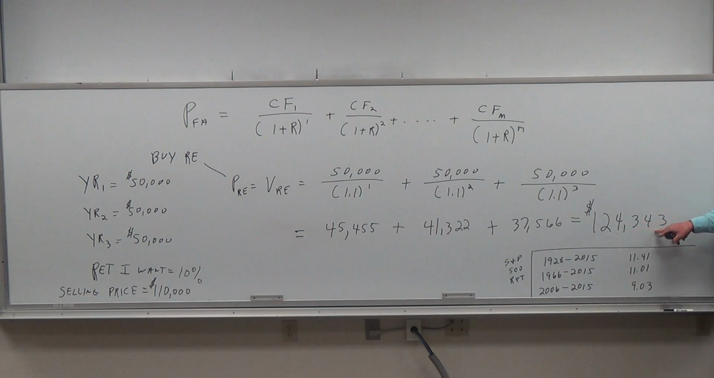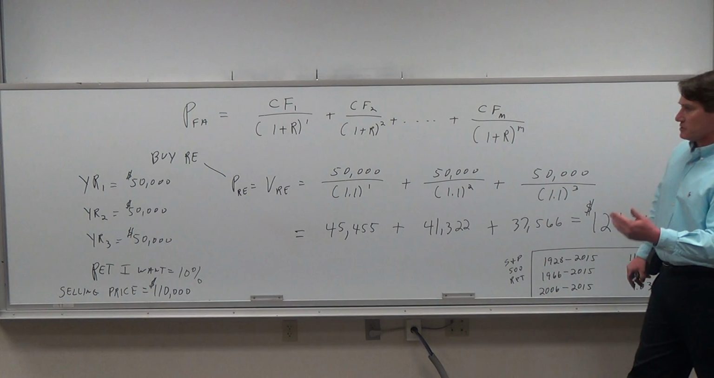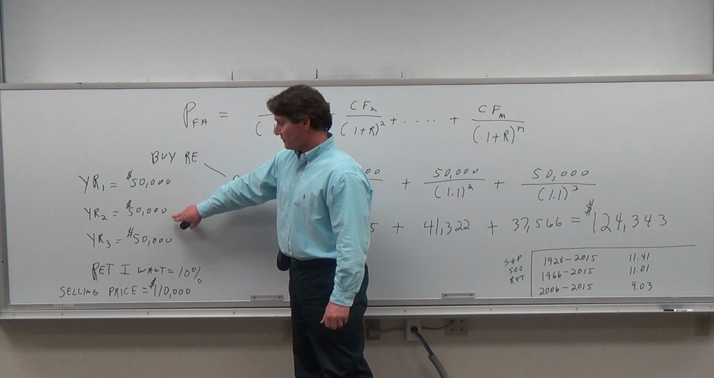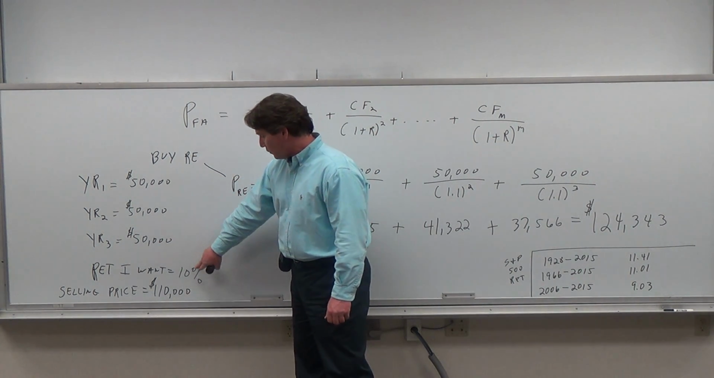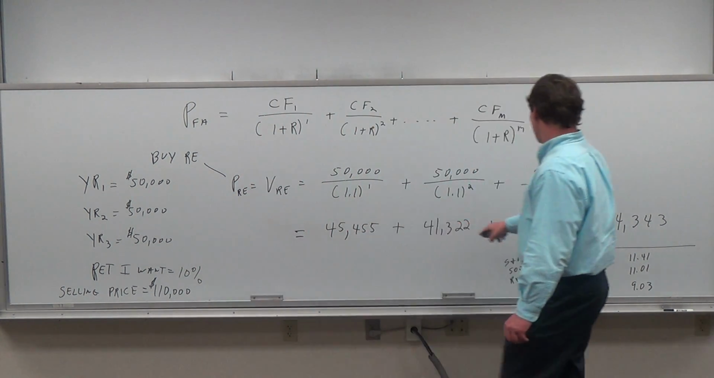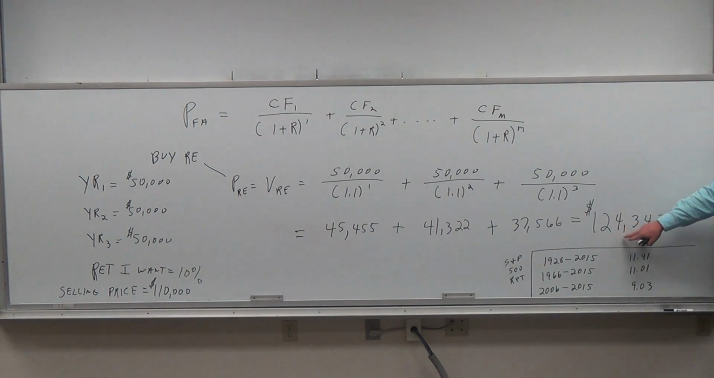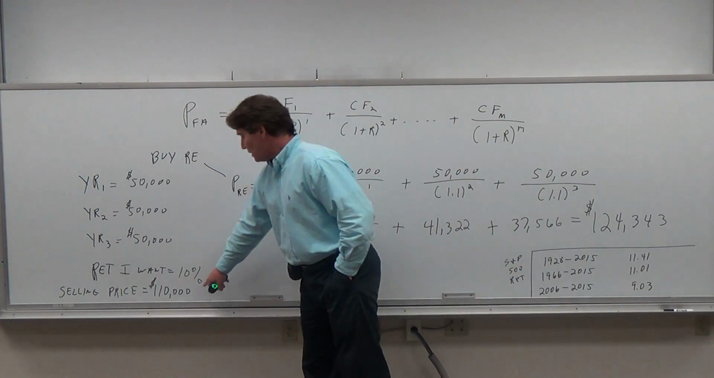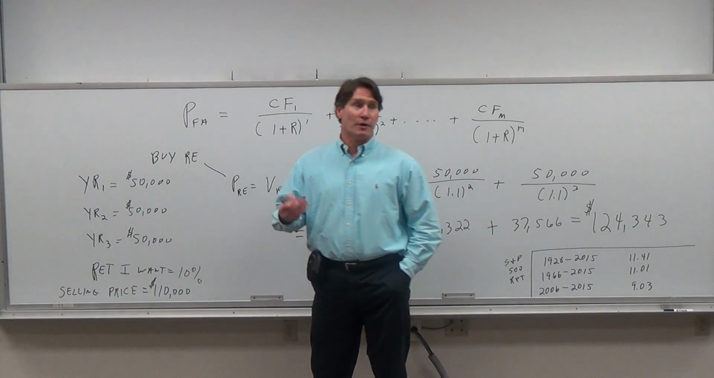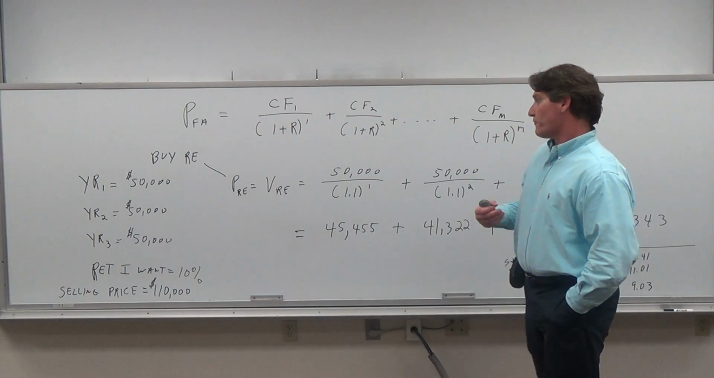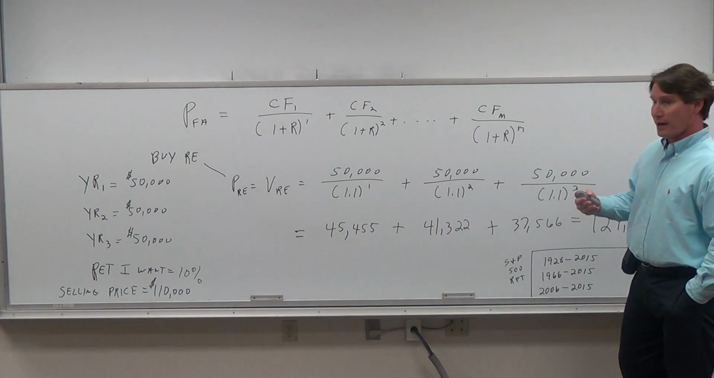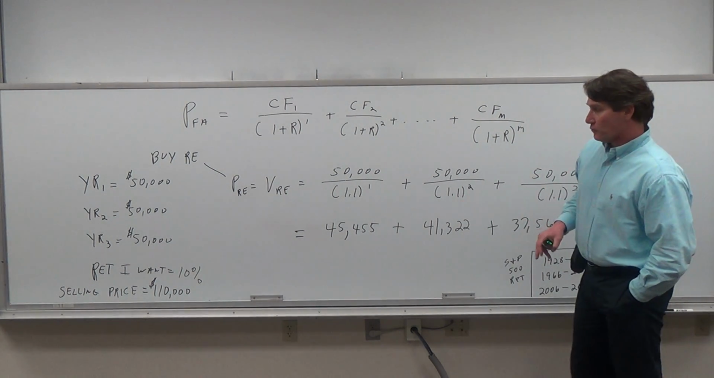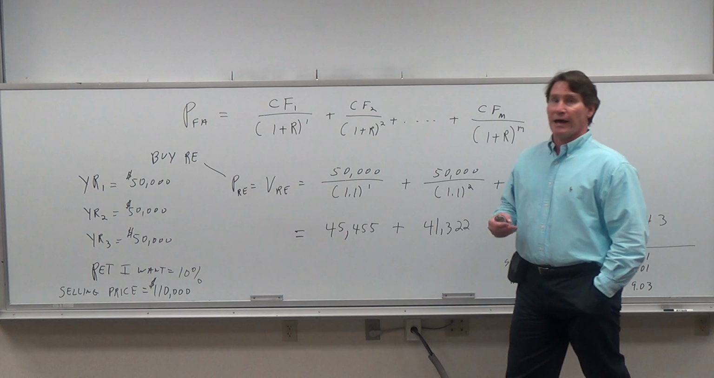So I'm willing to pay $124,343 for this investment. I say that this piece of property has these expected cash flows of $50,000, $50,000, and $50,000. When I want a return of 10% on my investment, those cash flows are worth $124,343. The person selling the property only wants $110,000 for it. I want to buy that investment. That's what we refer to as an asset that is underpriced. It's worth $124,000 according to me, and the seller wants to sell it for $110,000.